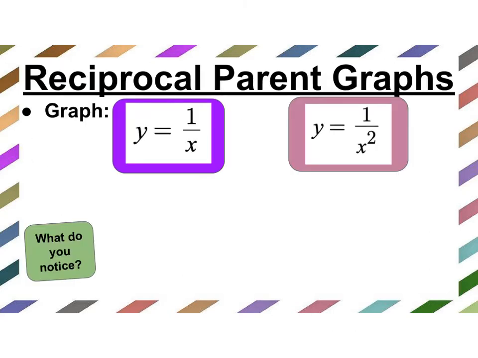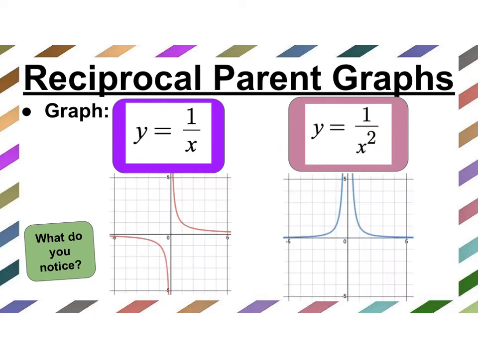For our reciprocal parents, we're going to look at y equals 1 over x and y equals 1 over x squared. So I ask what do you notice, and hopefully you notice that one of them is squared and the other is not. But if we think about this, now we have x's in the denominator, and we don't want our denominator to be 0. So in both cases, x can't be 0.